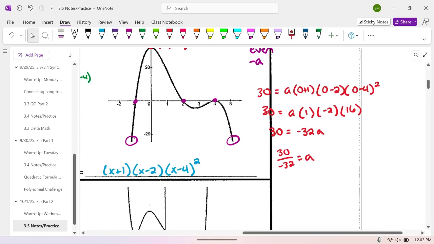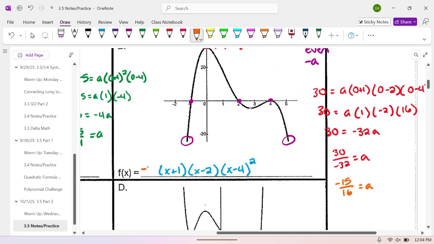I get 30 over -32 is equal to a. Now, what would that fraction simplify down to? What's the number I can divide into the top and the bottom? 2. So if I divide the top and the bottom by 2, I get -15 over 16 as my a value. So does that fit the notion that my a value is negative? Yes, so that goes along with the graph.